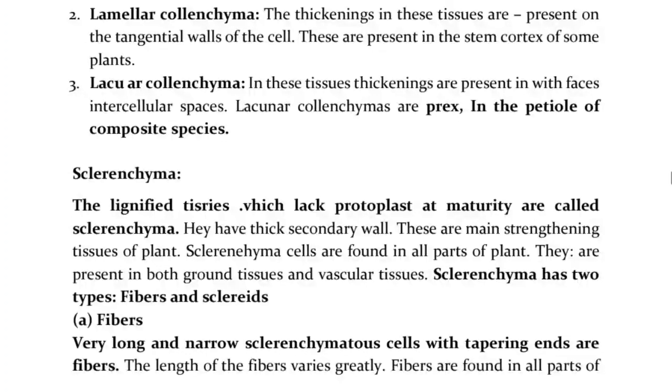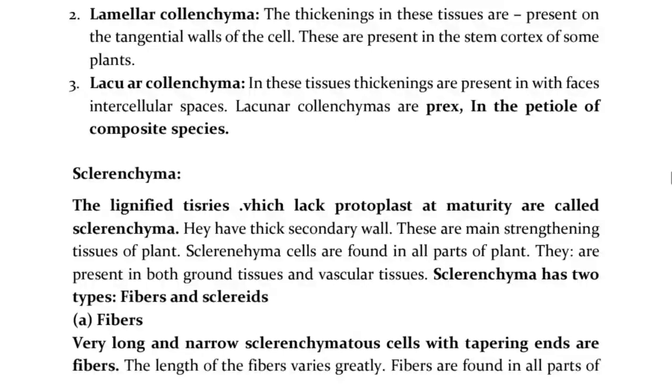Sclerenchyma. The lignified tissues, which lack protoplast at maturity, are called sclerenchyma. They have thick secondary wall. These are the main strengthening tissues of the plant. Sclerenchyma cells are found in all parts of the plant. They are present in both ground tissues and vascular tissues.